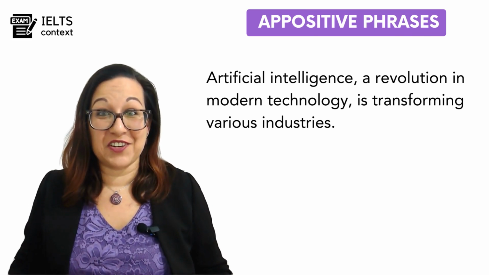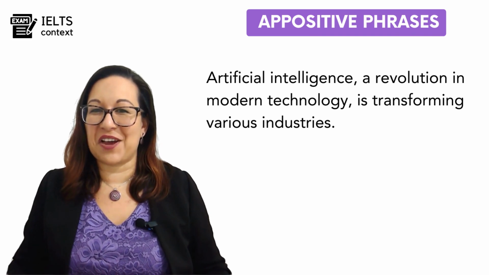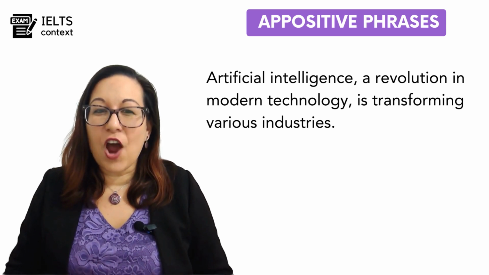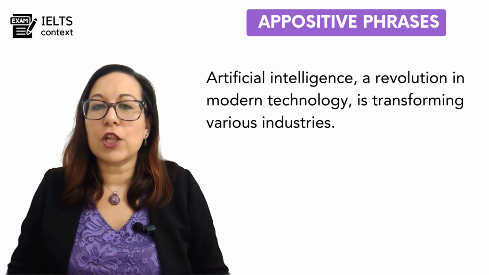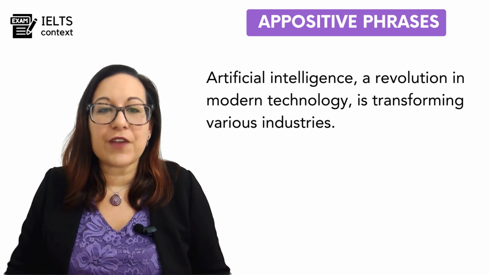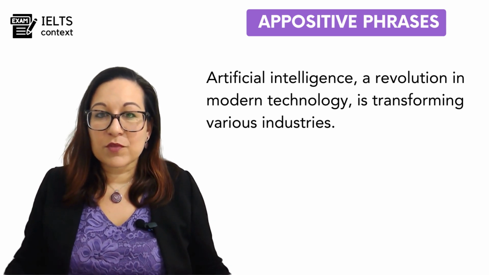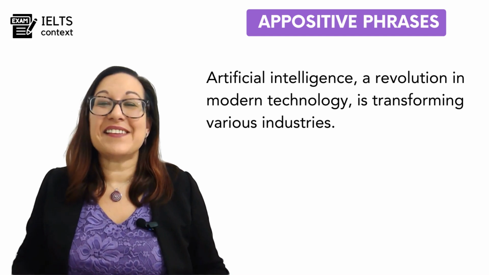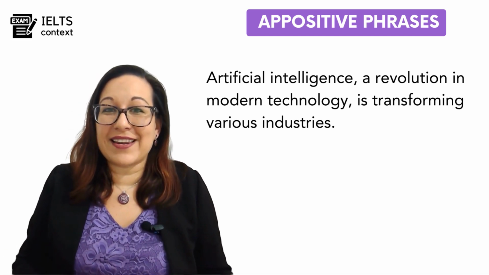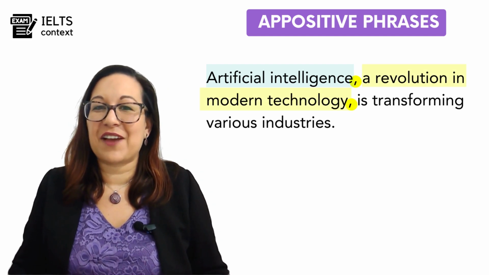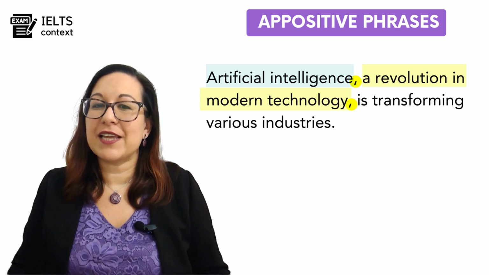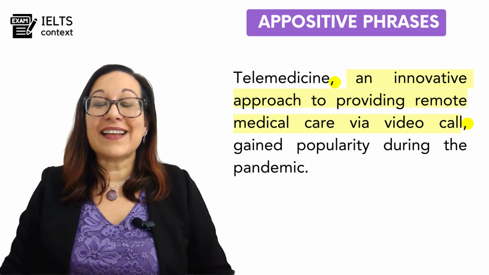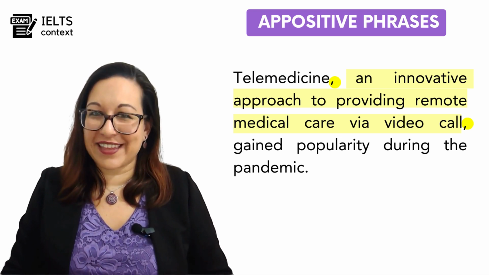Next up, technology. You cannot escape this topic. So, artificial intelligence. A revolution in modern technology is transforming various industries. Where's the appositive phrase? This was an easier one because it was just one noun phrase followed by another noun phrase. A revolution in modern technology. Great. And the last topic is healthcare.